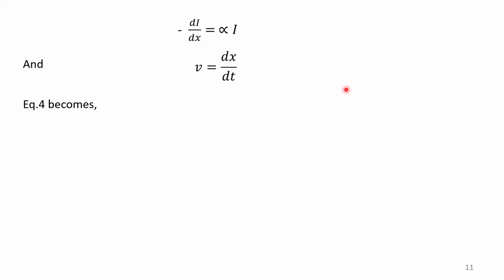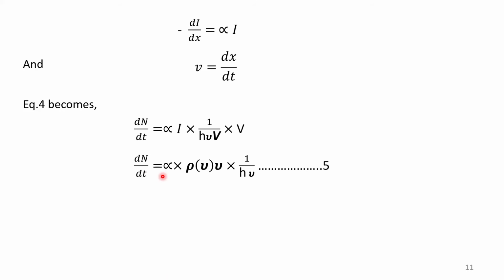We know the velocity. We can write v is equal to dx divided by dt. Therefore, equation number 4 becomes, by substituting the values of dI by dx and v, dN by dt is equal to alpha into I into 1 upon h nu into v, that is the velocity.